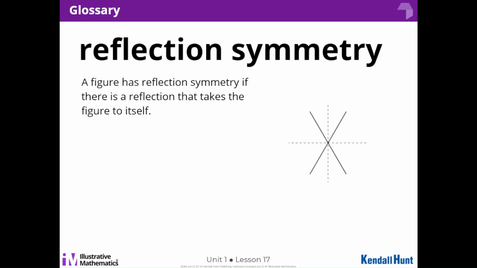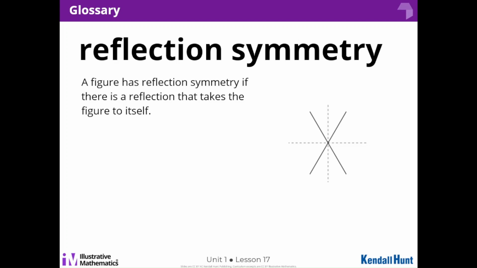Next, we have reflection symmetry. A figure has reflection symmetry if there is a reflection that takes the figure to itself. So in this case, they give us an X. So instead of reflecting the entire X across a line of reflection and creating an image of the X on the other side, what we're talking about with a reflection symmetry is that we're going to take the shape onto itself. So we could do this by reflecting left and right.